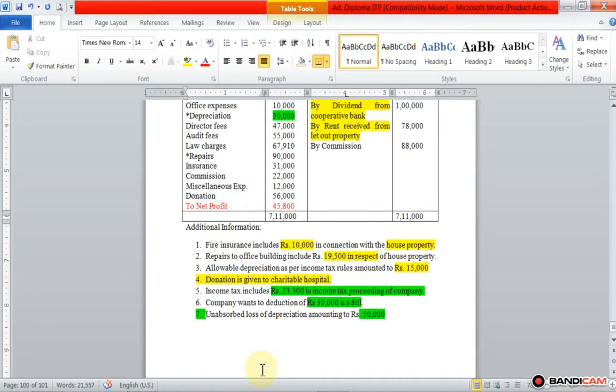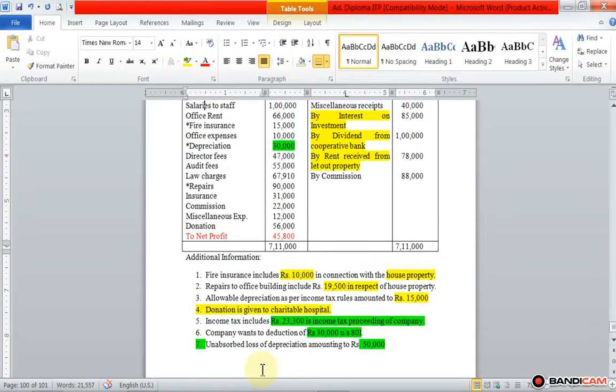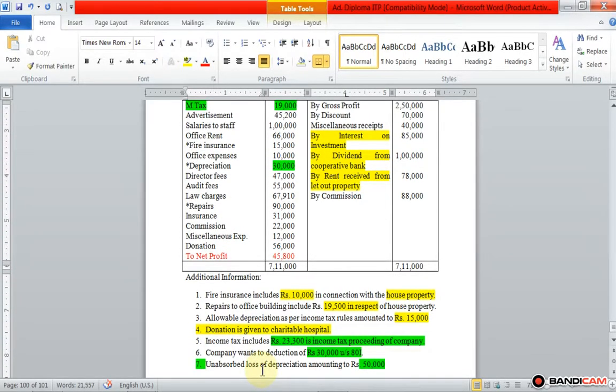Then income tax. Income tax includes rupees 23,000, which is the income tax proceeding of the company. This expense is not recorded on the debit side of the profit and loss account, so we deduct these expenses from net profit.